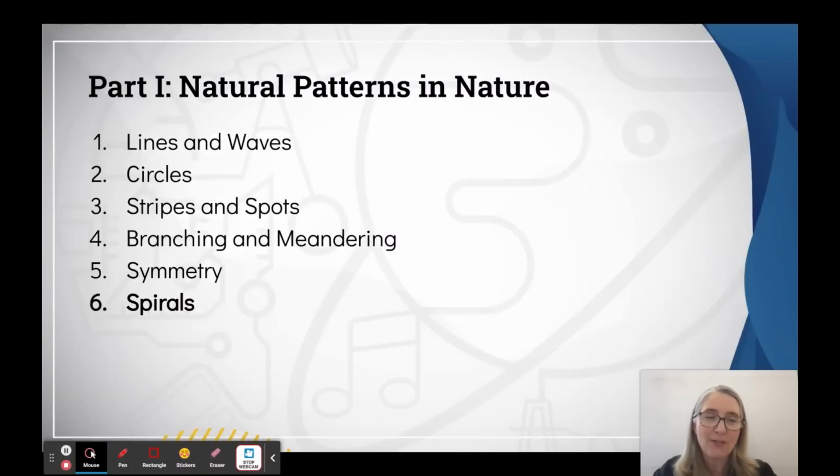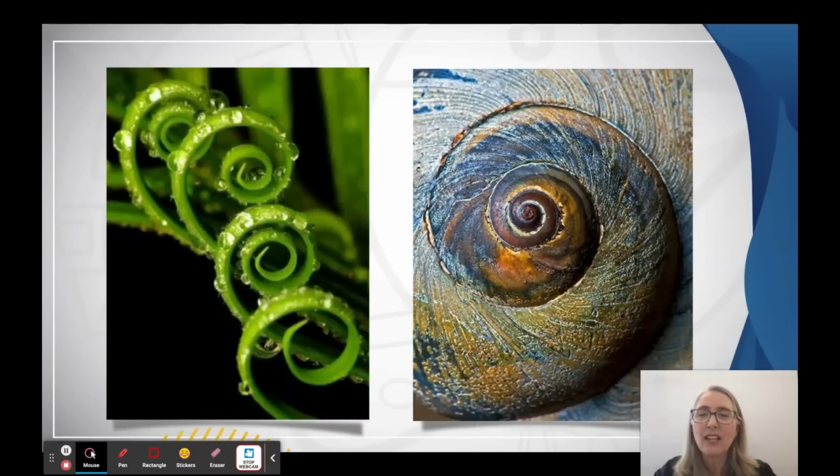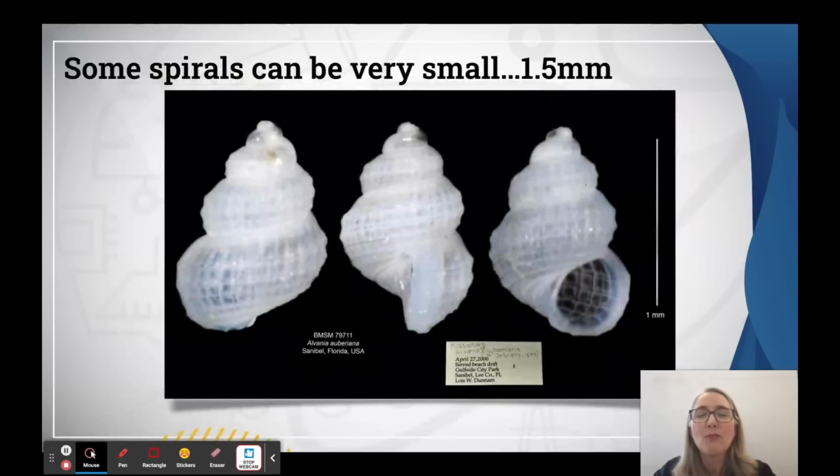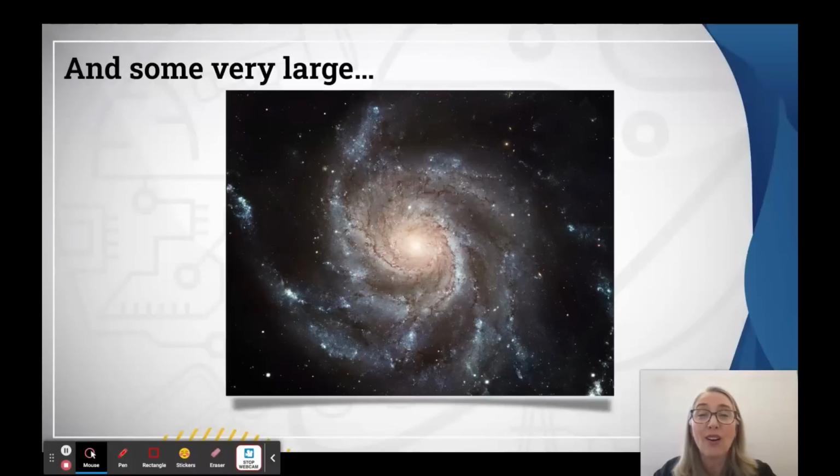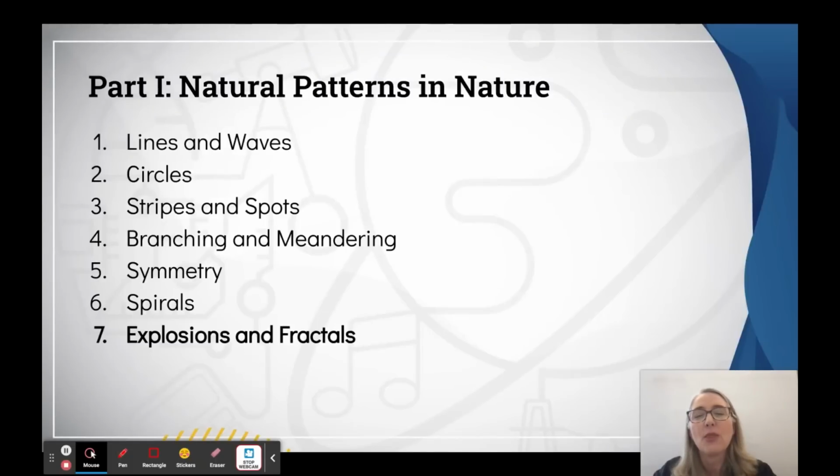We also have spirals found in nature. These beautiful leaves that are unfurling as they grow in the spring, or the snail shell that you're taking a look at oftentimes in your own front yard. Spirals can be very small. These are 1.5 millimeters. Think about the tip of a pencil. Or they can be very large, like this entire incredible galaxy. There are also explosions and fractals in nature.